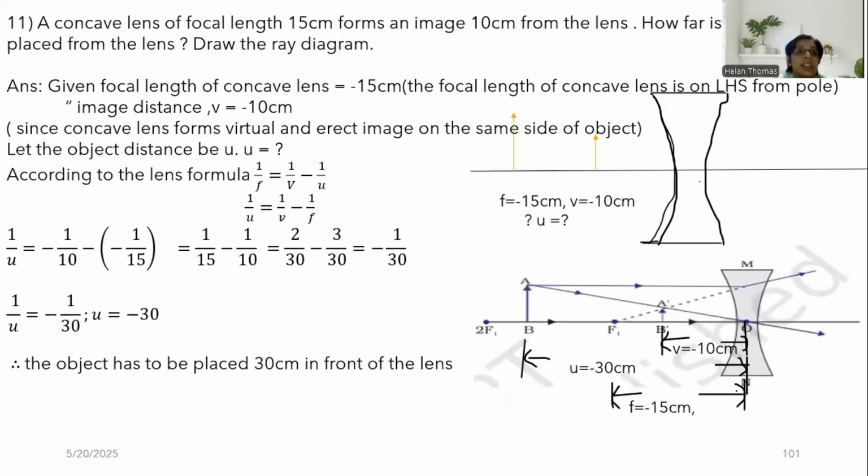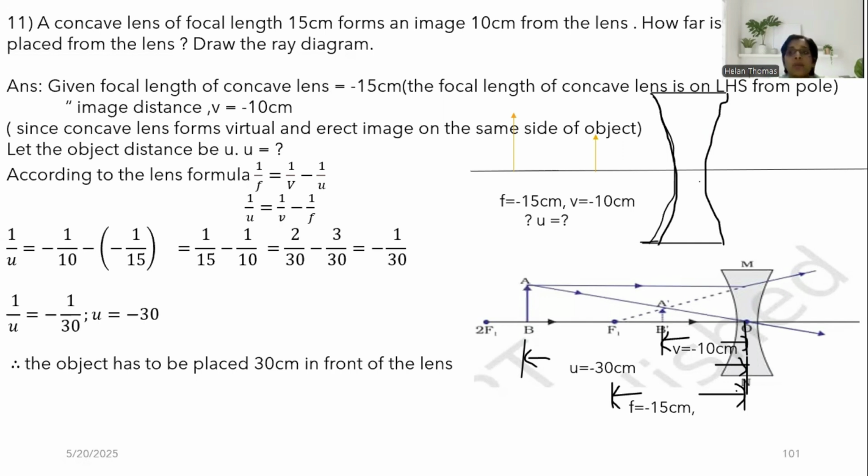And now, the 11th question: a concave lens of focal length 15 centimeter forms an image 10 centimeter from the lens. How far is the object placed from the lens? Draw a ray diagram. So you're given the concave lens, minus 15 centimeter. Why? For a concave lens, the focal length is negative. The image distance V is given, which is minus 10 centimeter.